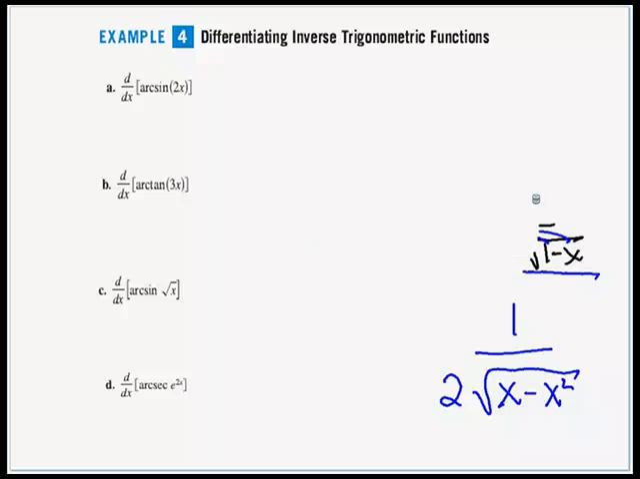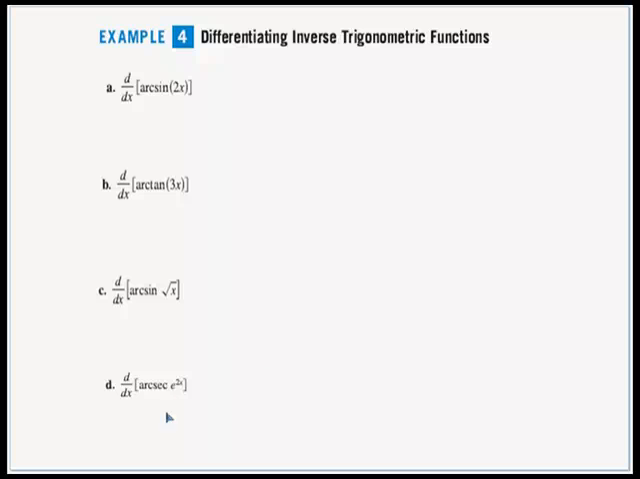Okay, last one, letter D. Ooh, now we have an exponential. e to the 2x. So, this is arcsecant. This is, I think, one of the more complicated formulas, because we've got our u prime up top, and then in our denominator we have an absolute value of u, and then times the quantity square root u squared minus 1. So let's see what happens here.